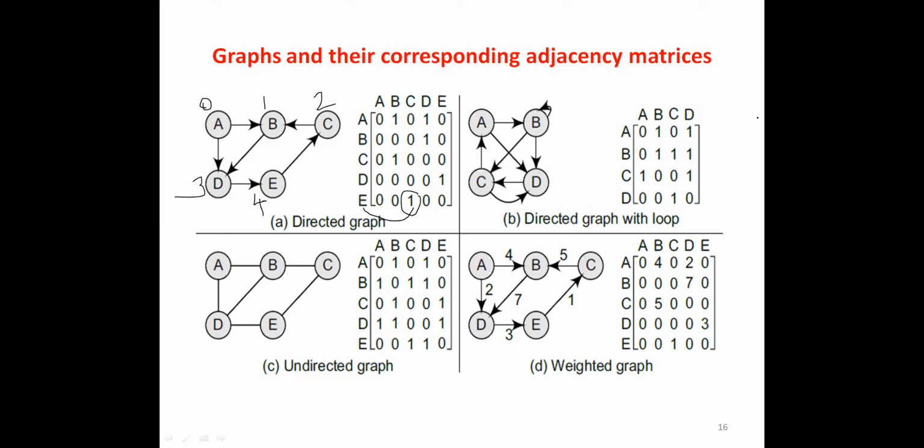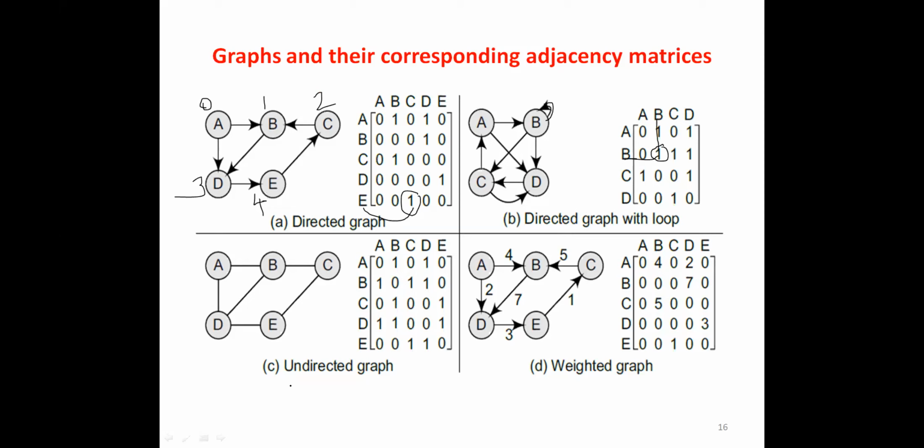Simple. Next, directed graph with loop. With loop, B of B is made as 1, because it's having a self loop, right? If it is having a loop or multiple edges, okay, this is different from the second one.